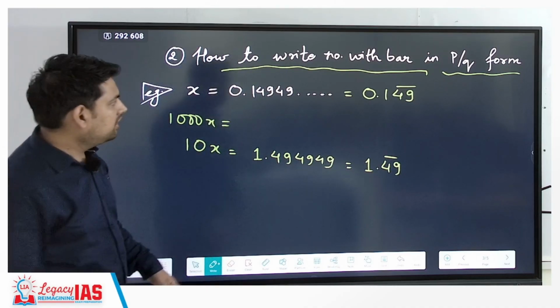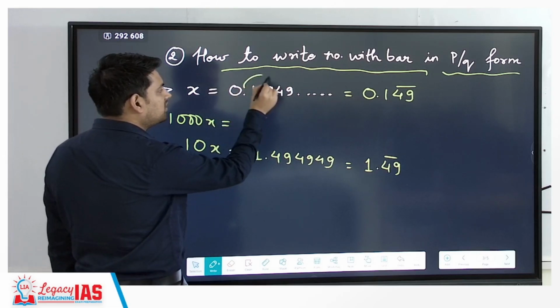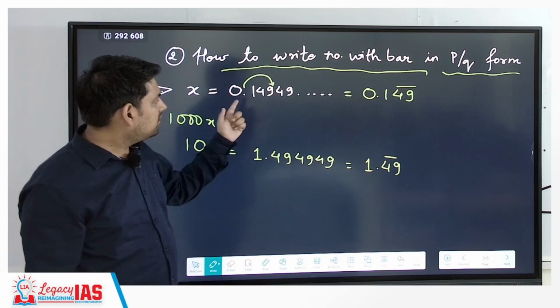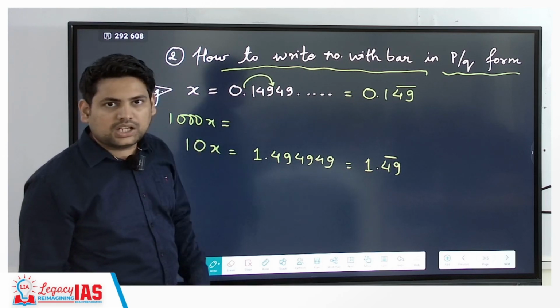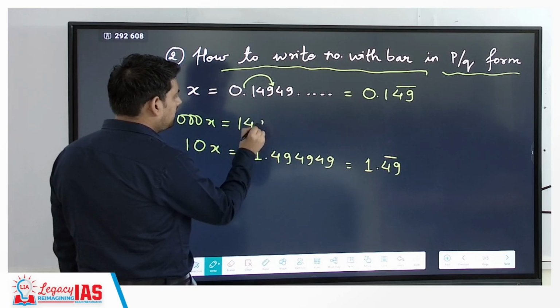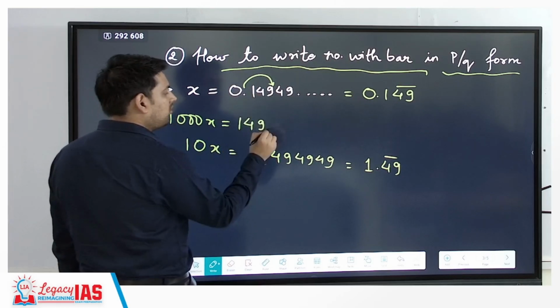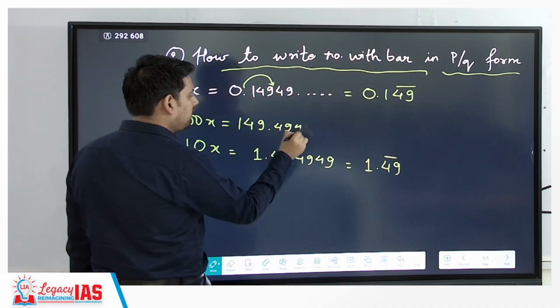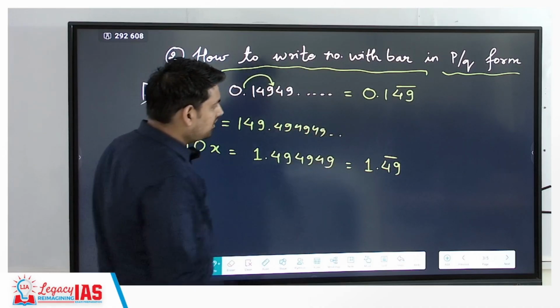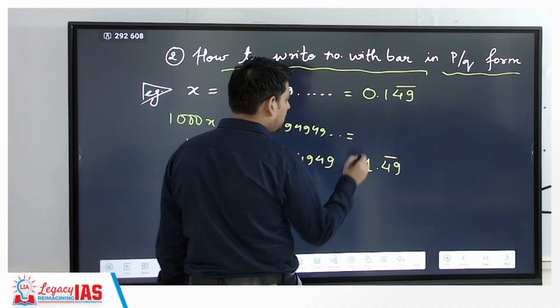1000x will be what? See, the decimal will shift 3 places, correct? Because we are multiplying it by 1000. So 1, 2, 3 places it will shift. Now, what will it become? It will become 149, correct? 0.494949 and it goes on. Correct? So this can be written as what?